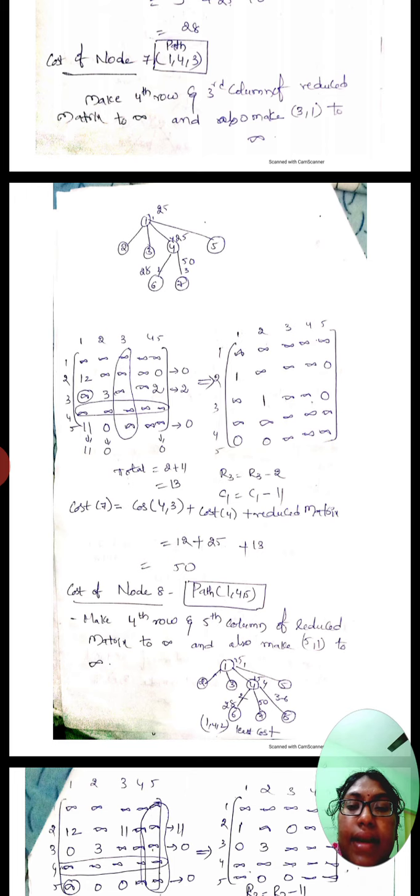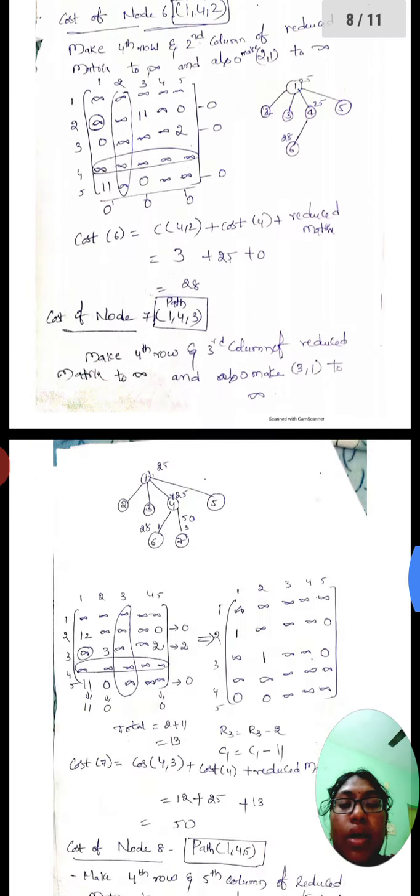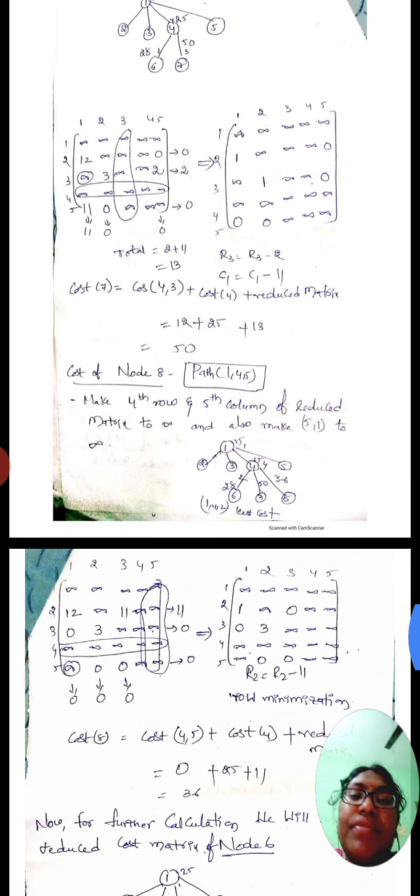Next, cost of 7 is equal to cost of 4,3 plus cost of 4 plus the reduced matrix. Cost of 4,3, looking above, is 12. Cost of 4 is 25, plus the reduced matrix 2 plus 11, row minimization plus column minimization, which is 13. Total: 25 plus 12 plus 13 is 50.